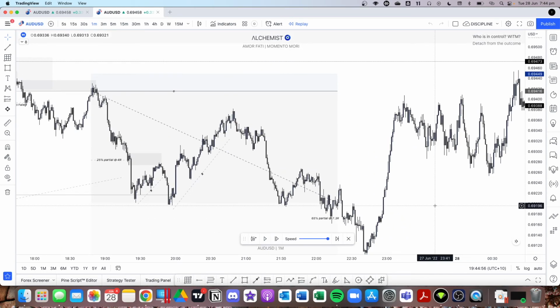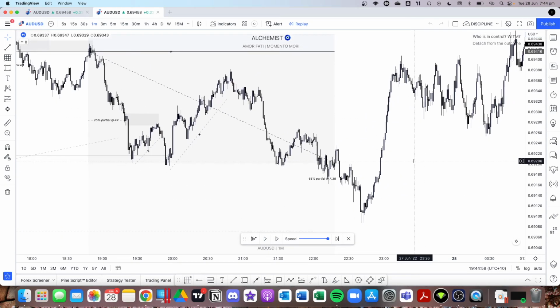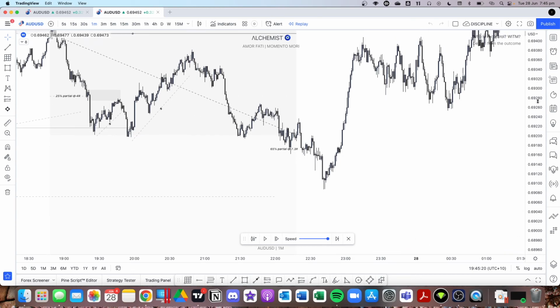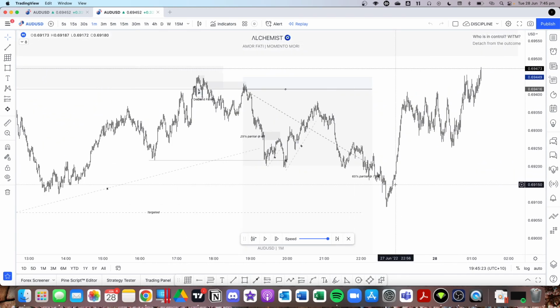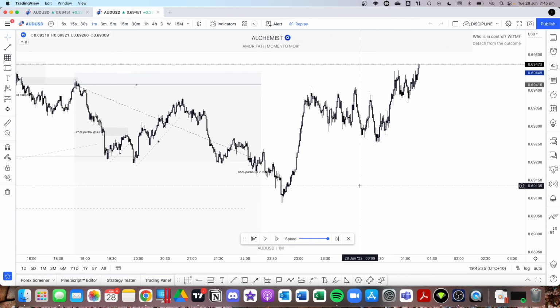I did calculate it this morning, but I've forgotten. Let me just calculate the total R. So the 65% at 7.3 is 4.75 plus the 1R here. However, we do need to minus that 1R back because I did take that scale in this area, which was a stop loss. So overall, it was 4.75R for the day. My target is 5R for the week, so I only really need another 0.25R.